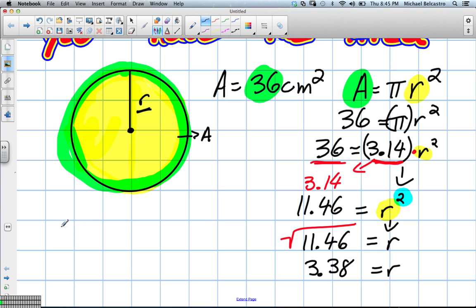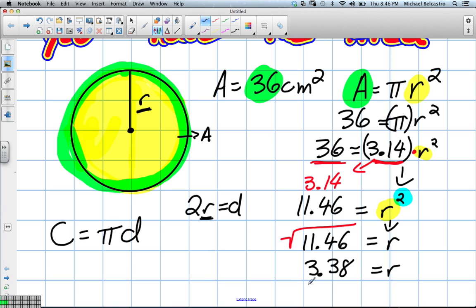Circumference is what? Pi times diameter. Great. But do I have the diameter? No. I have the radius. Radius is half the diameter. So then I multiply by 2. That's right. So 2r is equal to the diameter.